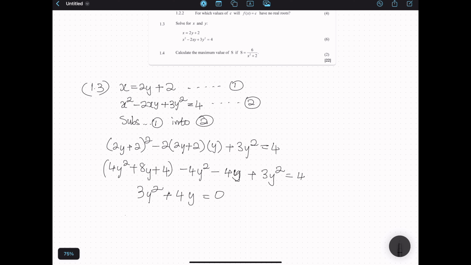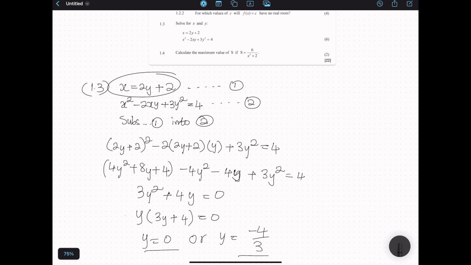Then doing this, simplifying this, you can have y times 3y plus 4 is equals to 0. Therefore, y is equals to 0, or y is equals to minus 4 over 3. Right? That is the answer for that. Then you just substitute these two on this equation. Then you're going to find that for y is equals to 0, we have x is equals to 2. And for y is equals to this, when you put it there, we have what? We're going to have, let me put minus 4 there. Then x is equals to negative 2 over 3.